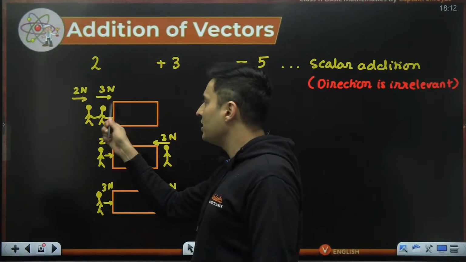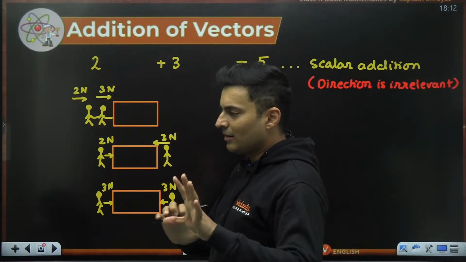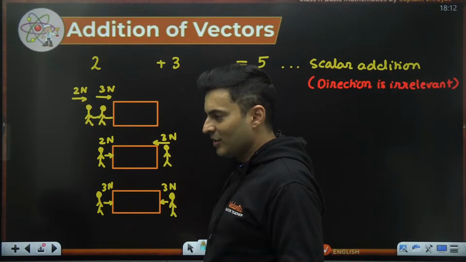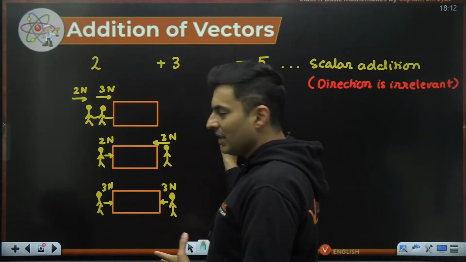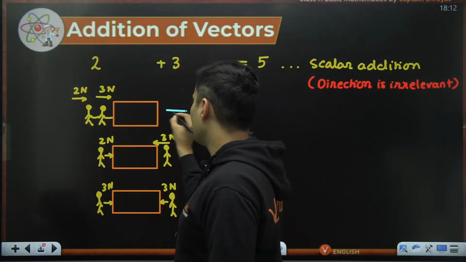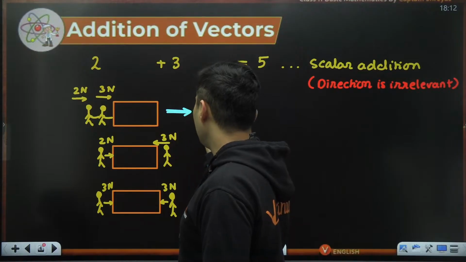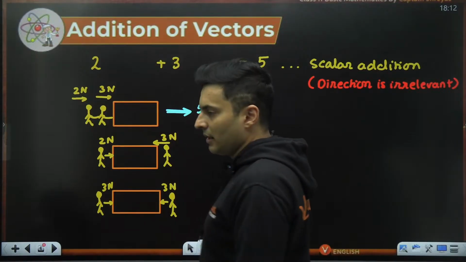As you can see, these 2 Pandus are pushing the car or the vehicle in the same direction. So what will happen? This vehicle will get a total push. There will be a total push of basically 5 newtons in this scenario.